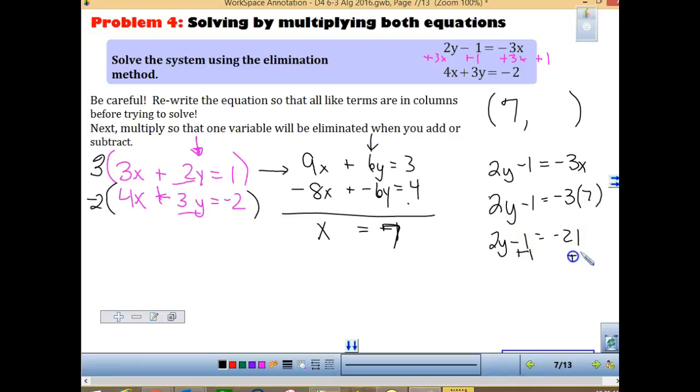Add 1. What did you end up with? 2y equals negative 20. Okay. Sanjay, what are you doing next? Divide by 2. Okay. Gives me y equals negative 10.